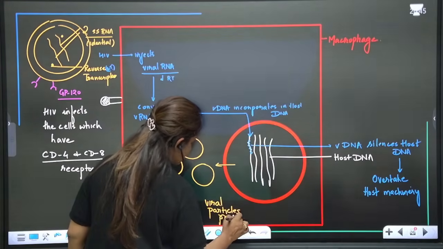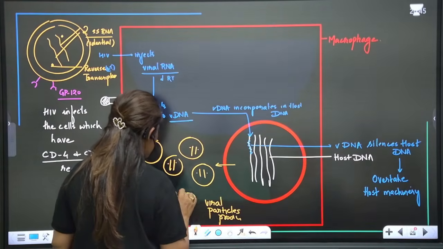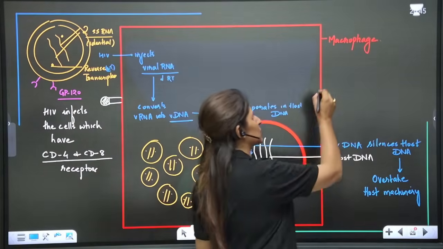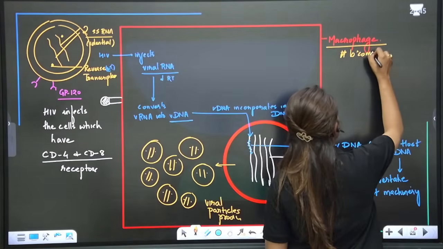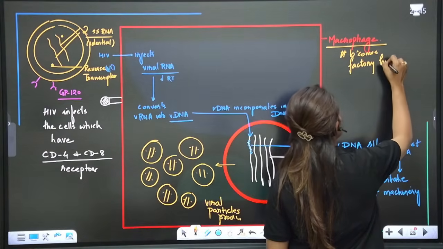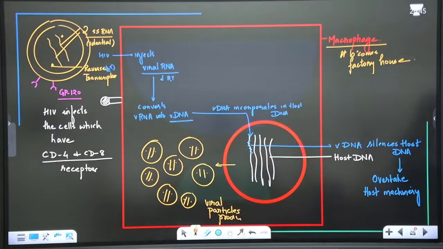Is that clear? So these are new viral particles produced by macrophage, and therefore macrophage becomes the factory house. Please tell me that these points are clear. Yes, please. It becomes the factory house. Is that clear to all? Right?